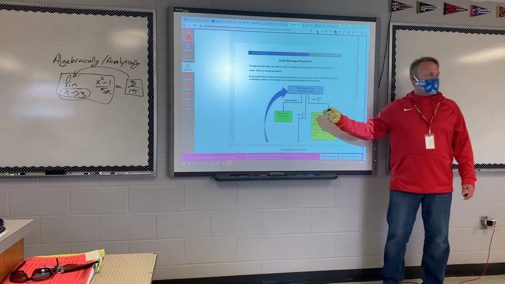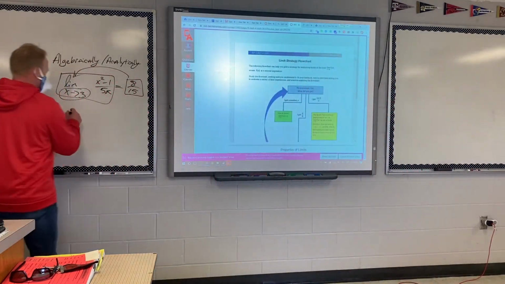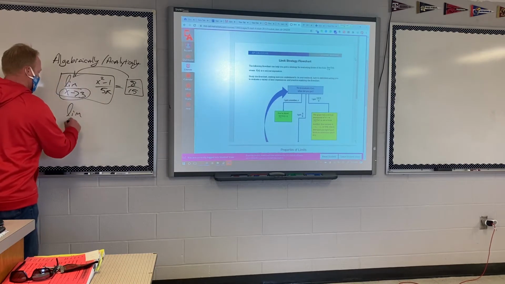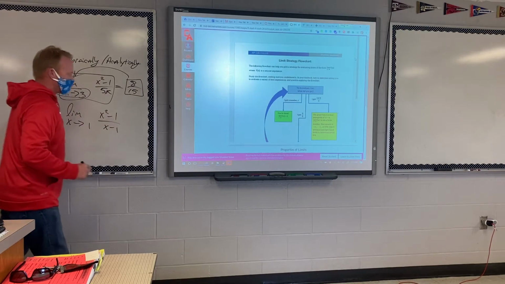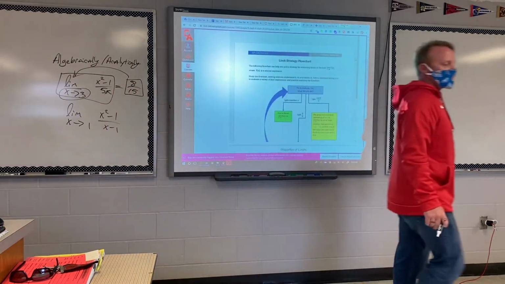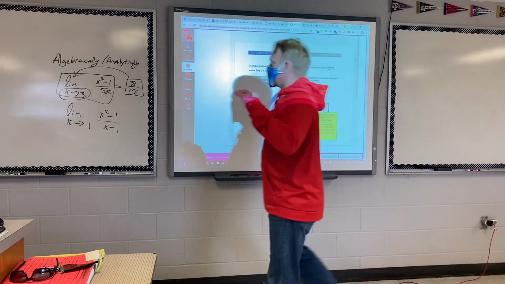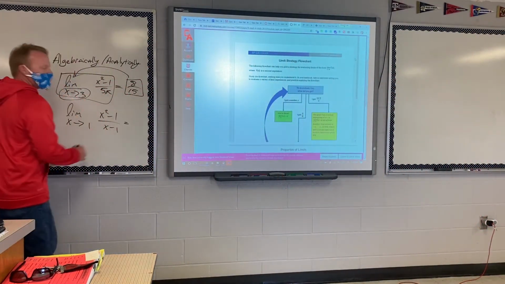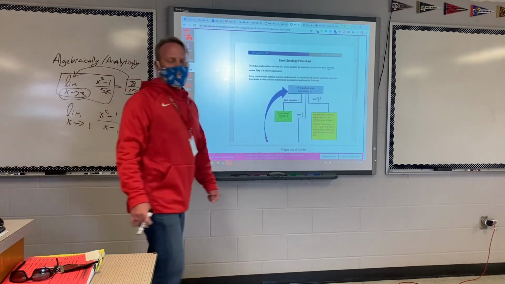Okay, second one. I plug in and I get 0 over 0. Here's an example of that. I have the limit as x approaches 1 of x squared minus 1 over x minus 1. Number one rule in finding a limit algebraically, or analytically, is plug in. What do I get when I plug in? I get 0 on the top, and I get 0 on the bottom.